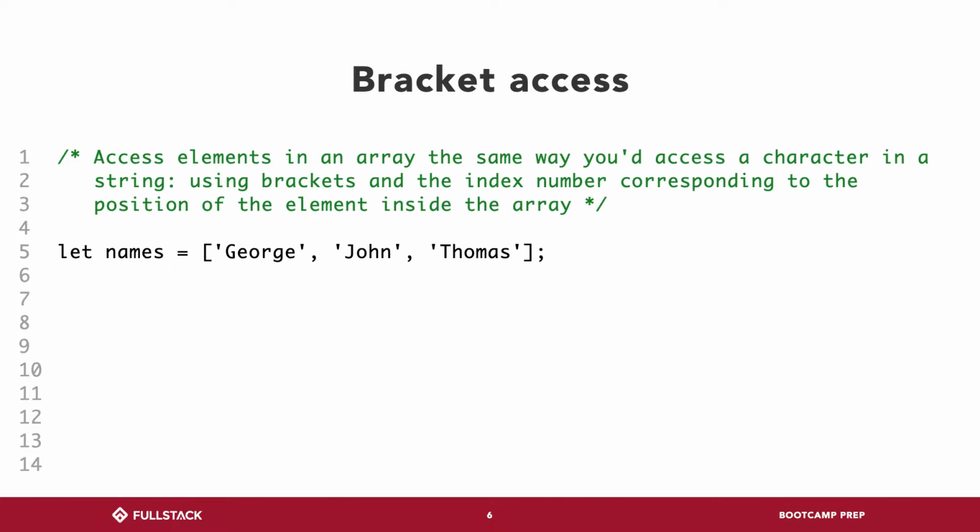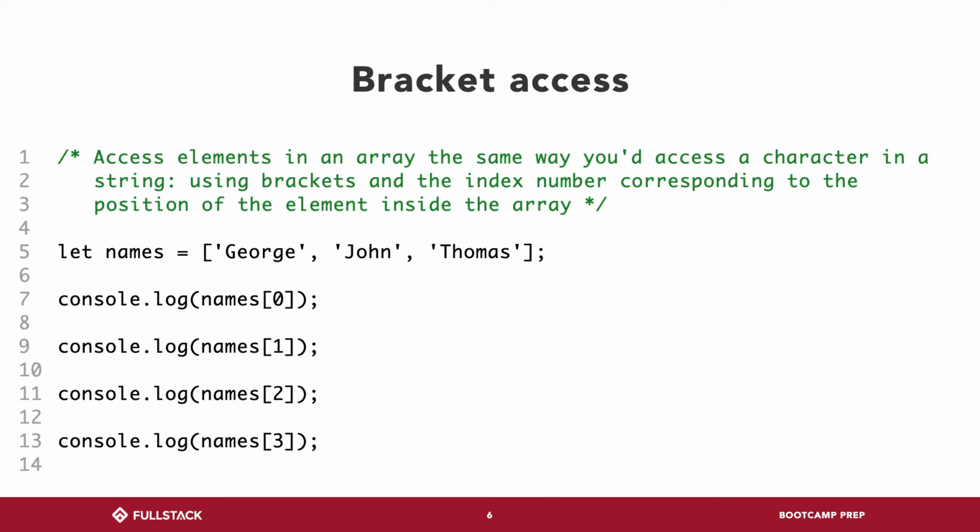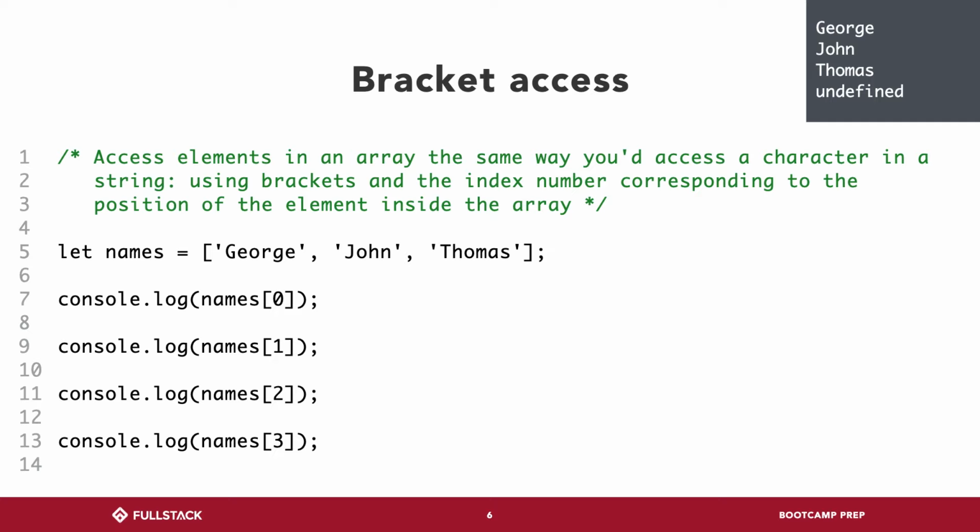So, accessing elements in an array, you could do it the same way that you'd access a character in a string, using brackets and the index number corresponding to the position of the element inside of the array. So, if we have names, George, John, and Thomas, and we get names[0], we're going to get George. If we do names[1], we're going to get John. And names[2], we're going to get Thomas. And if we get names[3], we're going to get undefined, because there is nothing at the third index. It has a length of 3, but the last index is 2, right? So if we try to access index 3, we get undefined because there's just nothing there. Okay?